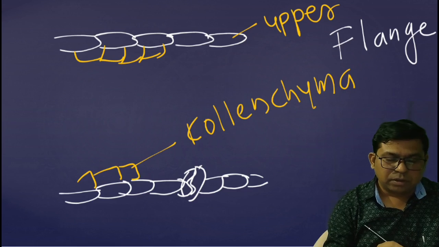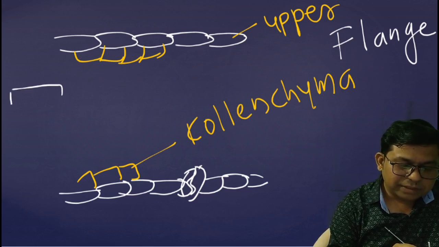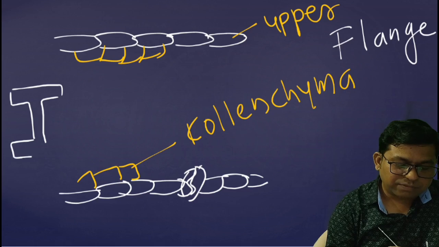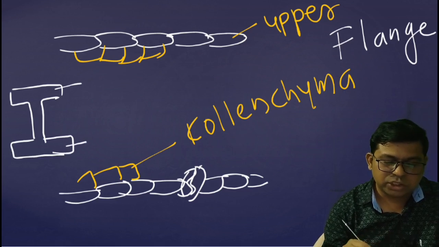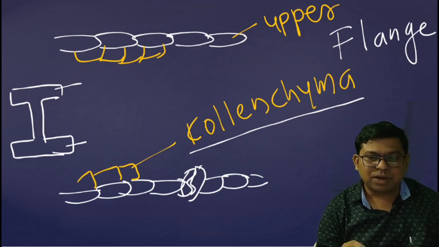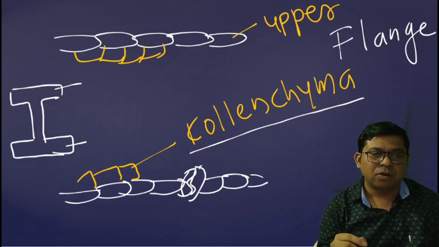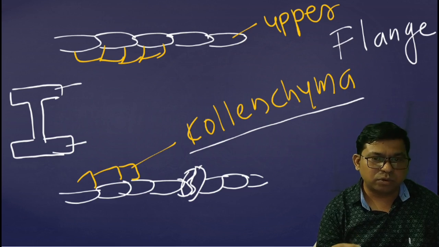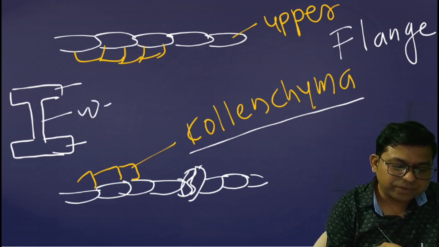So if we saw the eye girdle, they consist of the upper flange and the lower flange. So this upper flange and lower flange are made up of the cholenchyma tissue. So this cholenchyma is acting as the upper flange and the lower flange and providing the mechanical support to the dicot leaf, while the middle portion act as a web.